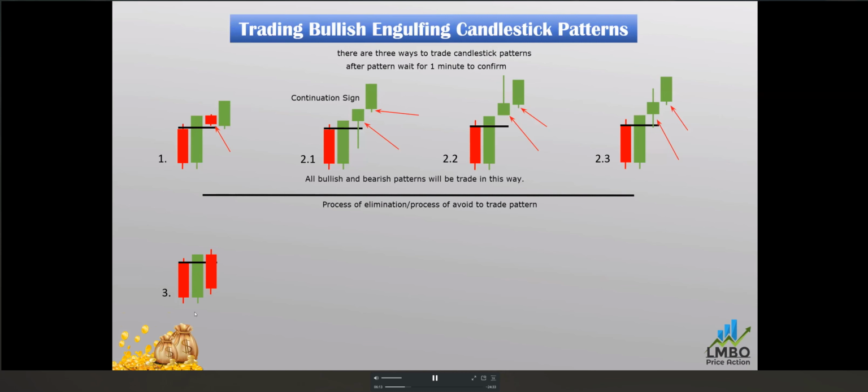Now, we will ignore the first pattern and follow the second pattern. So I'm writing: ignore engulfing and follow new bearish pattern. So this is the process of elimination, where we cannot trade the first pattern, we will follow the next pattern. When we follow the next pattern, all the rules will be the same.